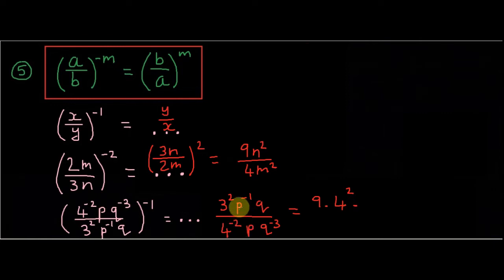Then we can subtract the powers of the p's. There's a 1 here that we don't write. So 1 minus 3, of course, is minus 2. And here we have a power of 1 as well. 1 minus minus 3 is 1 plus 3, which is 4. 4 squared is 16, times 9 is 144. And I'm going to take the p to the minus 2 to the denominator as p squared. And on top we are still left with q to the power 4.